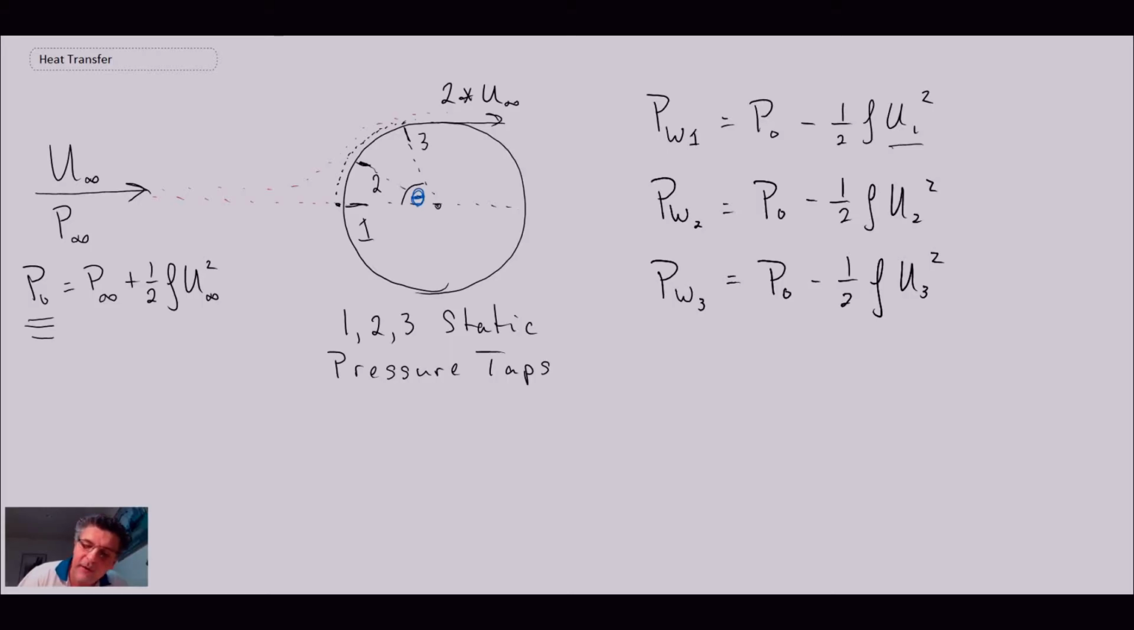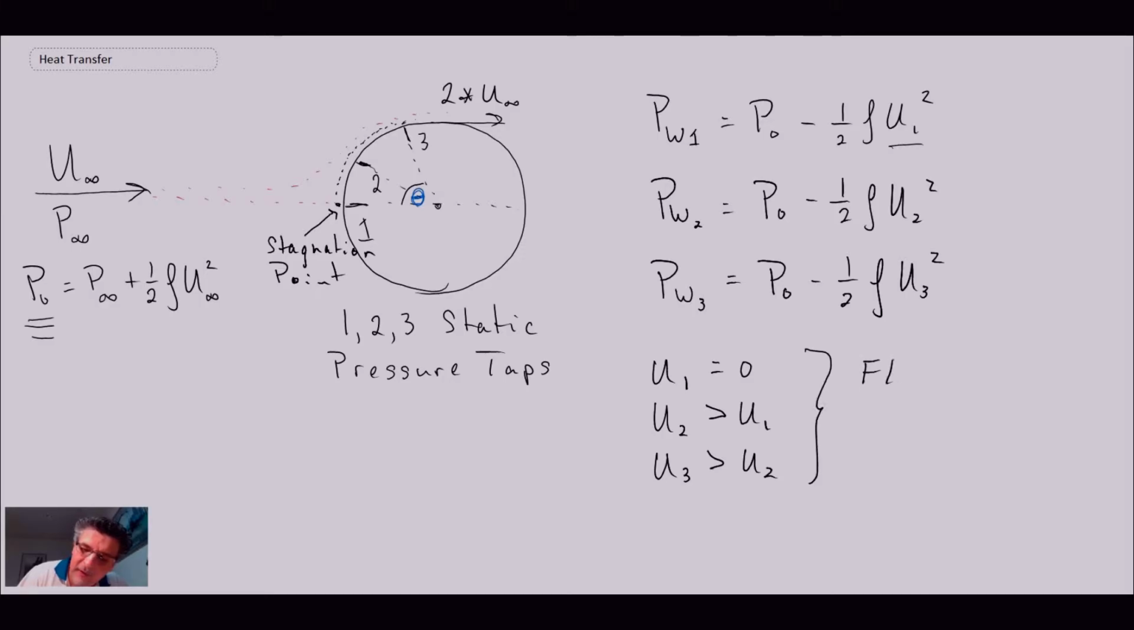So if we were to look at the velocity at these different locations, we would have u1 is equal to 0, because that was what we call a stagnation point. And then u2 is greater than u1, obviously, because the flow is starting to move and accelerate around. And then u3 is greater than u2. And this represents the flow accelerating around the body.